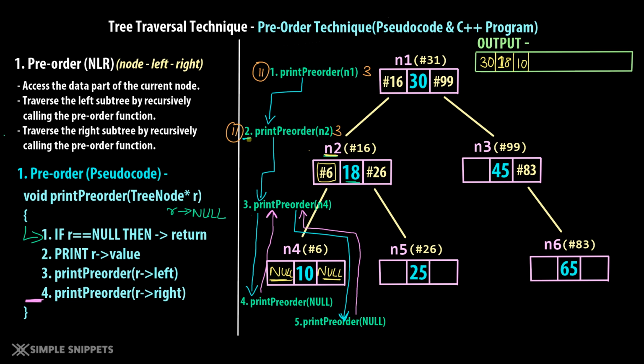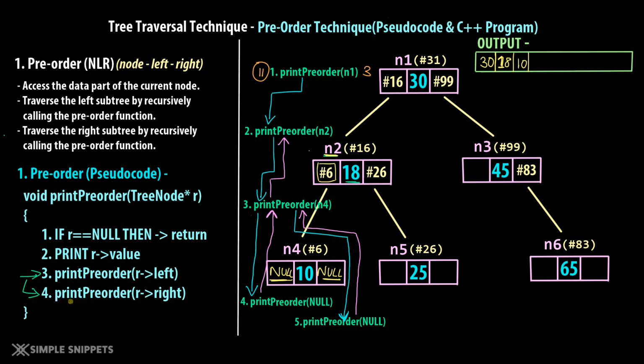Now you can see over here the second print preorder is paused at step number 3. So when this third print preorder completes its execution, it will go back to the second print preorder with the r of n2, that is the node n2. Alright, so now this print preorder was paused at step 3. So now it will resume and start with step 4. It was paused over here, it will go back to step 4. So it will continue its execution, and step 4 itself is a recursive call.